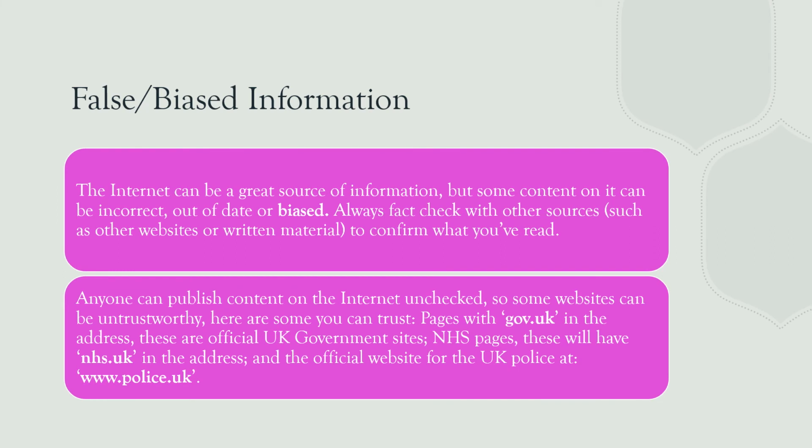False or biased information. Again, another big talking point in the news at the moment regarding political topics especially. The internet can be a great source of information, as we know, but some content on it can be incorrect, out of date, or biased. Always fact check with other sources, such as other websites or written material, to confirm what you've read. Anyone can publish content on the internet unchecked, so some websites can be untrustworthy. There's a list of some you can trust here.